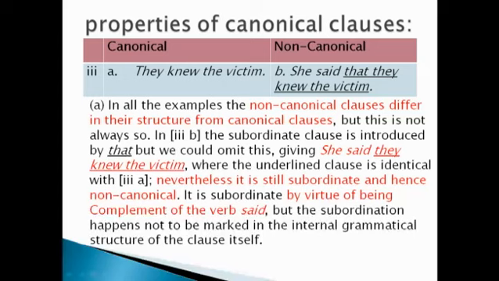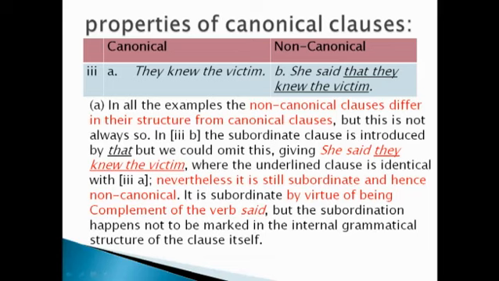In all examples, the non-canonical clauses differ in their structure from canonical clauses, but this is not always so. In 3b, she said that they knew the victim. The subordinate clause is introduced by "that", but we could omit this "that", giving "she said they knew the victim", where the underlined clause is identical with 3a, "they knew the victim". Nevertheless, it is still subordinate and then non-canonical.